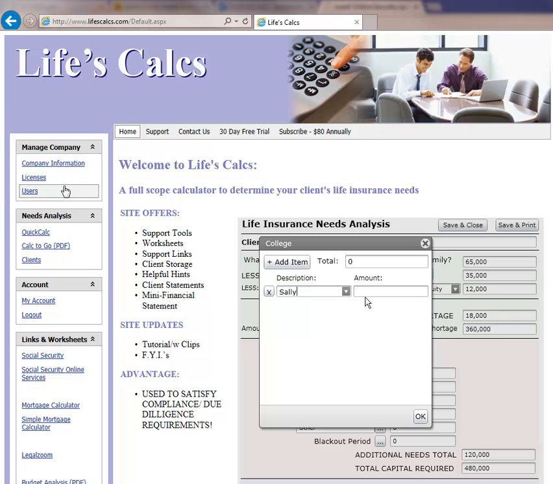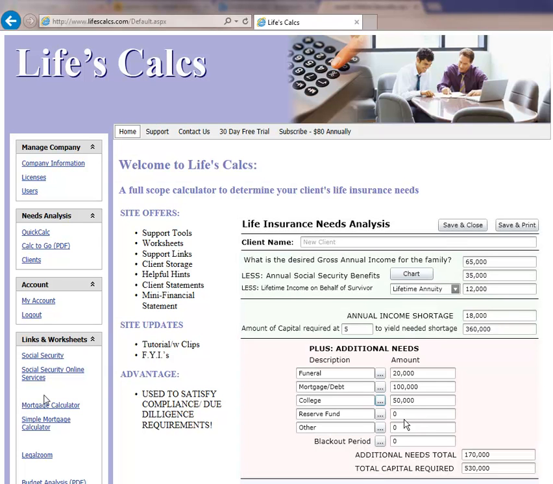Life Calcs has a number of tools for you to utilize so that you can have added value to your clients and bring a lot of advisory capabilities and tools to the clientele.